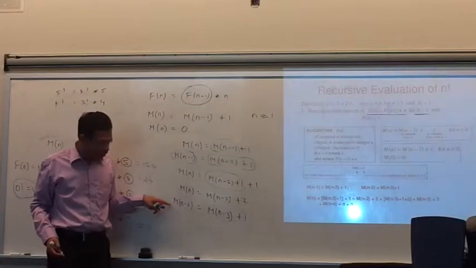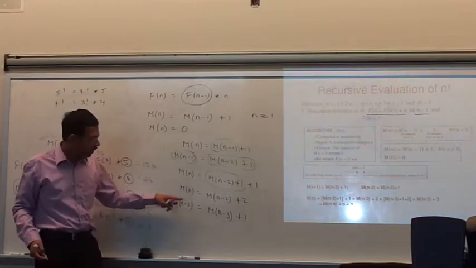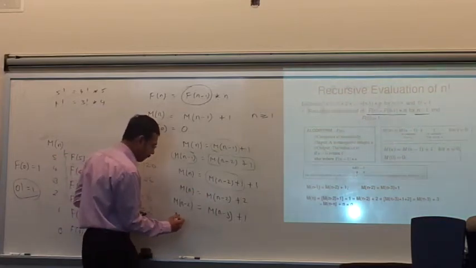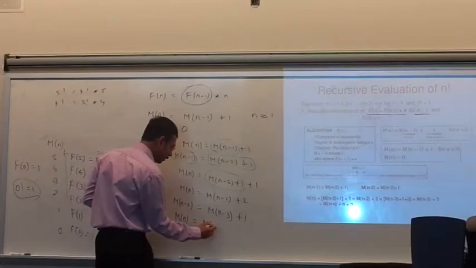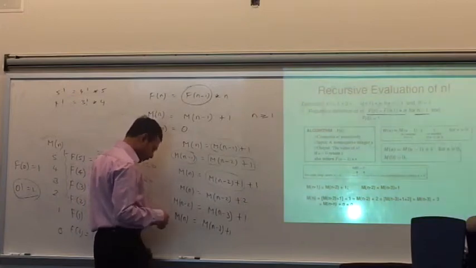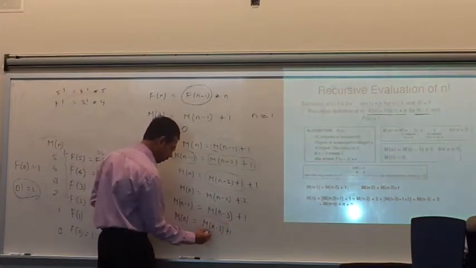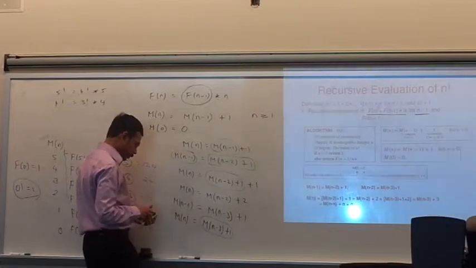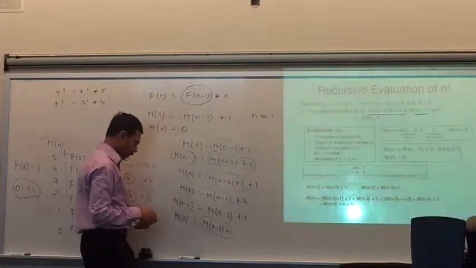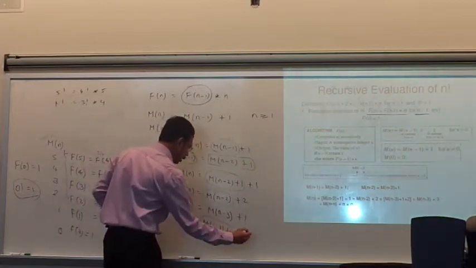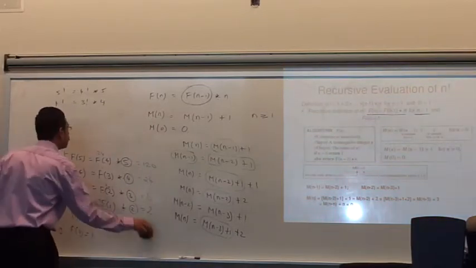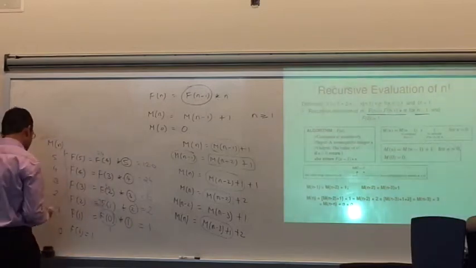So what can I do now? Instead of M of n minus 2, I can substitute this in my recurrence. Right? And I can say M of n is M of n minus 3 plus 1. Then what? Plus 2. So don't forget about the other term. So this is for M of n minus 2, plus you have the 2 out there. So we have to write that 2. Okay? So what is it that we have? Basically M of n is M of n minus 3 plus 3.